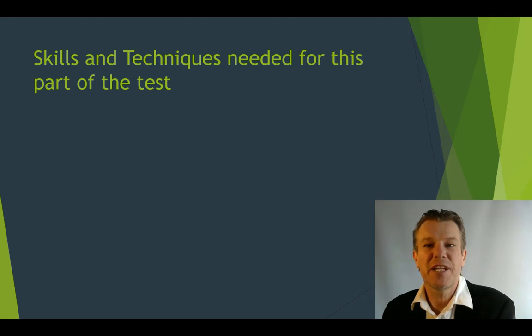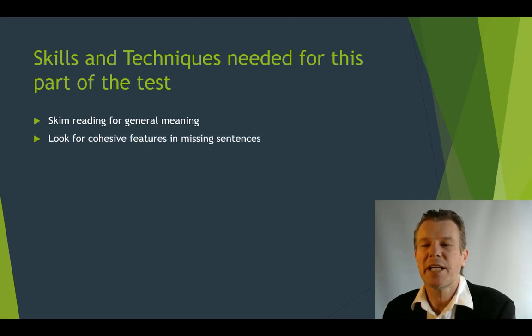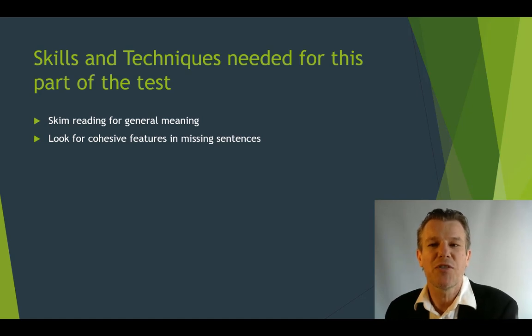Skills and techniques needed for this part of the test. First, we're going to have a look at skim reading for general meaning. Then we're going to have a look for cohesive features in missing sentences. Now, as we did with Part 1, synonyms played an extremely important part for Part 1. For Part 2, cohesive features is what we really need to look at in order to answer the questions in this part of the test.